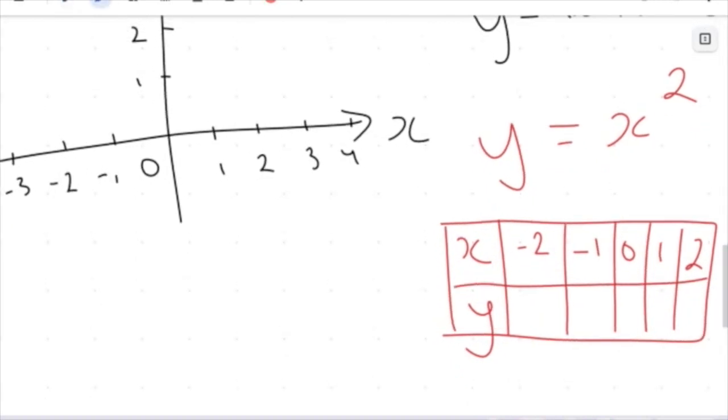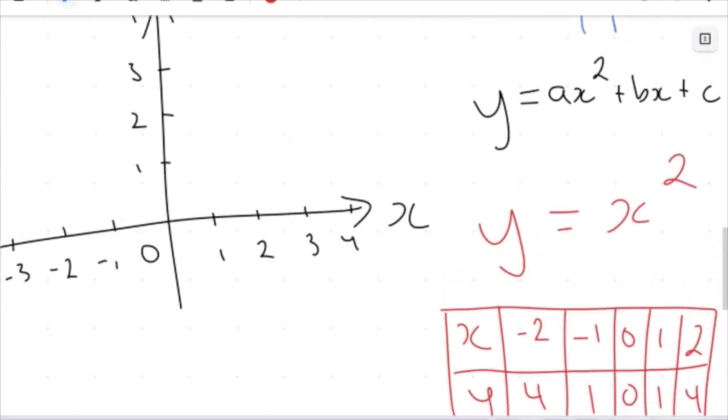So if we substitute x equals -2 into the equation, we get that my value for y is going to be -2 all squared. So that's going to give me 4. If I put in -1 in place of the x, I get y equals -1 all squared. This is 1. And if I have 0, 0 squared gives me 0, 1 squared gives me 1, 2 squared gives me 4. Now we're going to plot all of these points here on my graph.